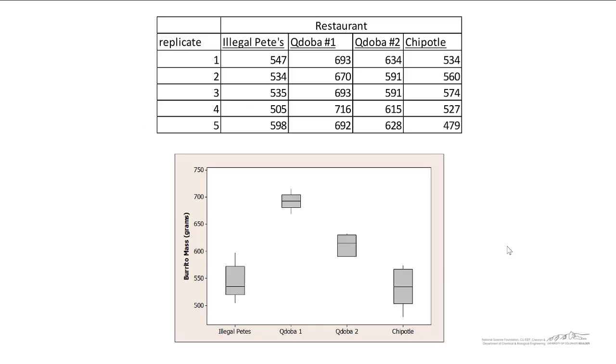Let's look at an example here that we're going to use in the next couple of screencasts. We have burritos here, and this is the mass of burritos at 4 different restaurants. We've collected 5 different replicates, so you notice that in each restaurant you don't have exactly the same mass. We have some sort of variation within a group. Sometimes these different restaurants are known as treatments or groups.